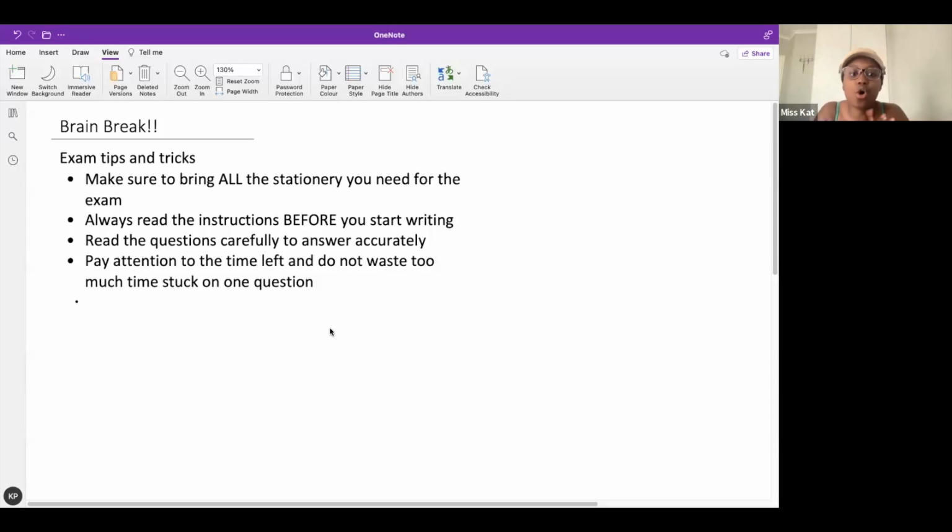Second one is always read instructions before you start writing. Instructions have things like, how many decimal places do I round off to? How should I number? Should I start my questions on a new page? Such things matter. Remember to read the question carefully. Remember what I said about the difference between solve and simplify. Pay attention to the time and don't spend too much time on a question you don't understand. So those are my exam tips and tricks for you.